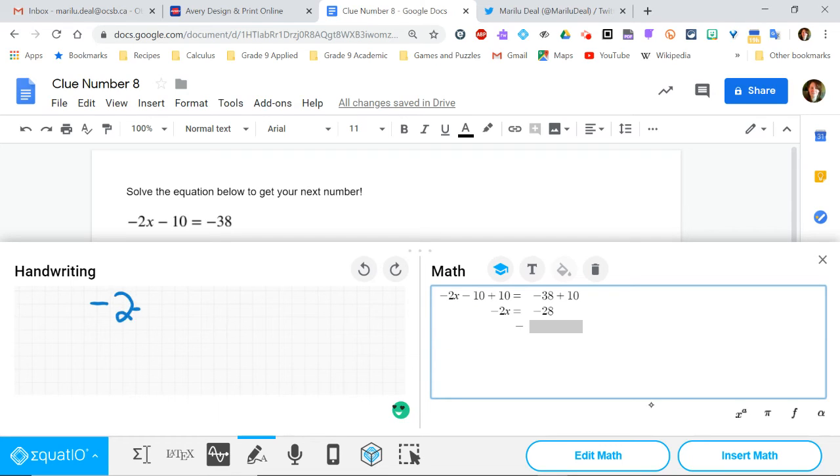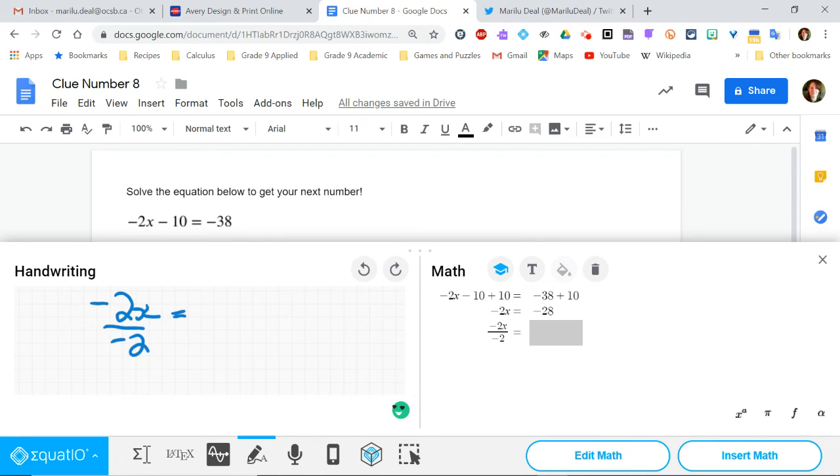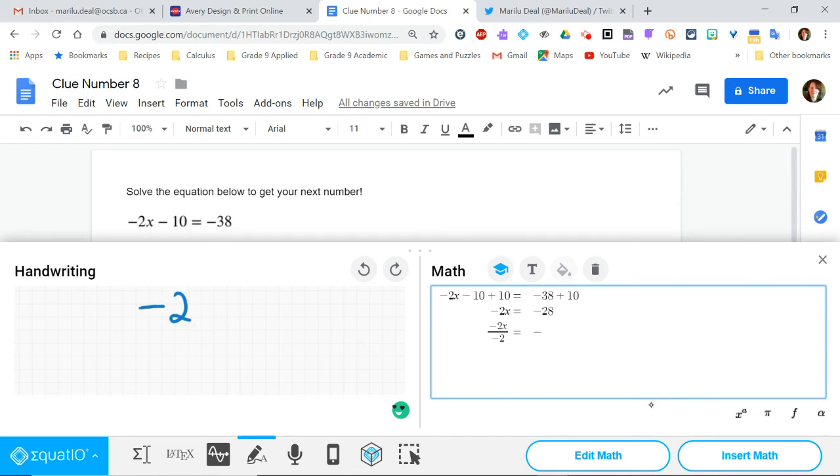So negative 2x, the opposite of multiplying by negative 2 is dividing by negative 2. So what we do to one side, we must do to the other to maintain balance. So we have negative 28 divided by negative 2.